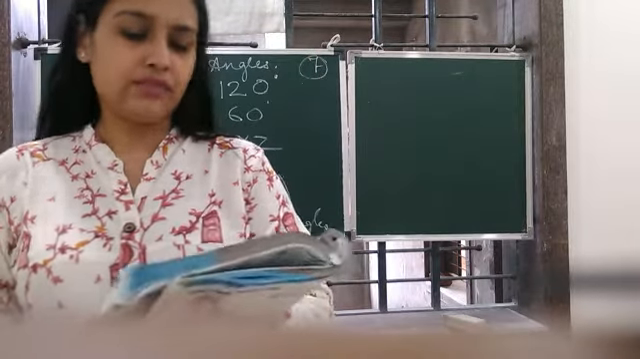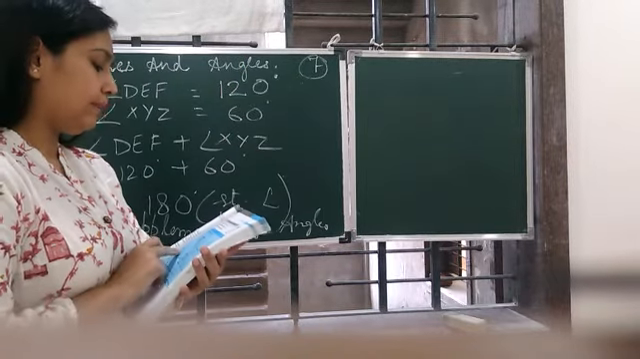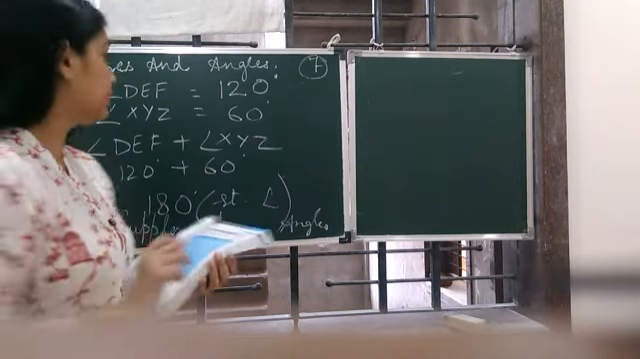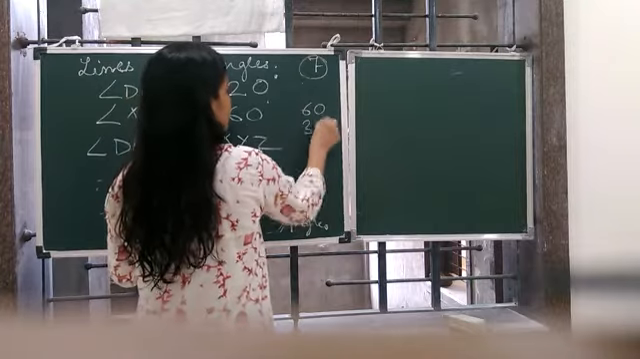Now come to page 95. Think, discuss and write. Can two angles be complement to each other? Means two acute angles. Can two acute angles be complement to each other? These two are acute angles.